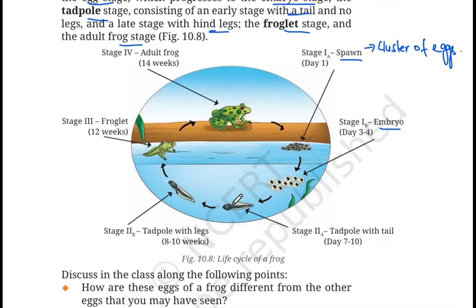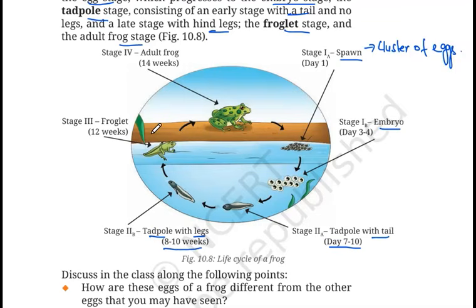Then we have the second stage. The first stage is divided into two, spawn and embryo. Then we have the second stage. The second stage is again divided into two. Stage 2A is tadpole with a tail. So it is now turning into a tadpole. It appears from day 7 to day 10. And in stage 2B, we still have a tadpole, but now it also has a leg. So tadpole with legs, and this appears in roughly 8 to 10 weeks.